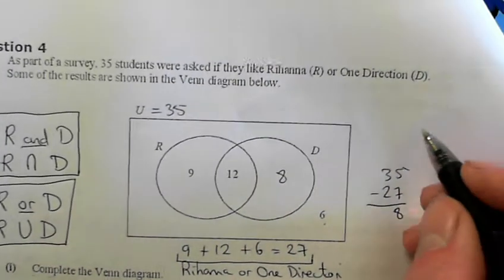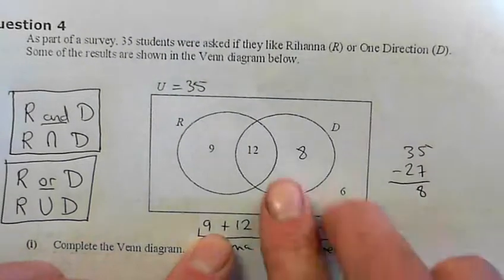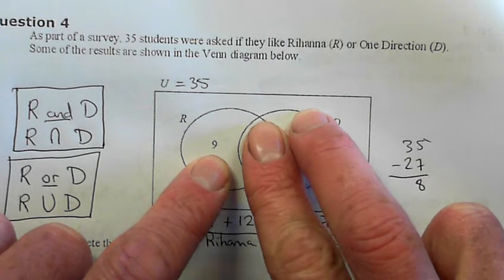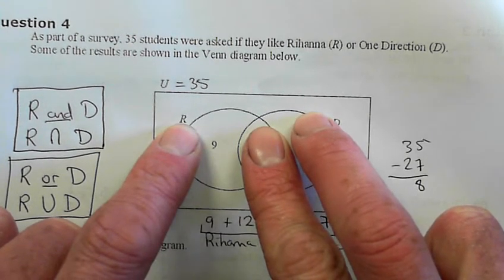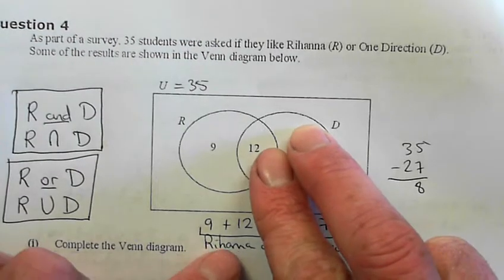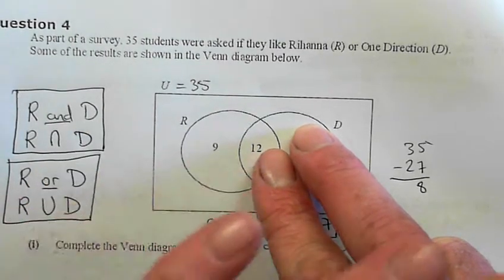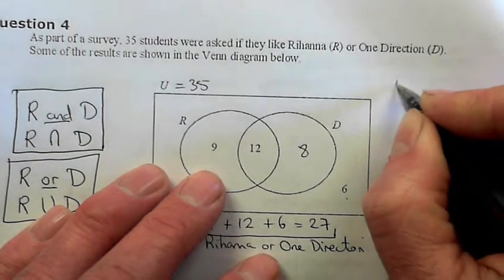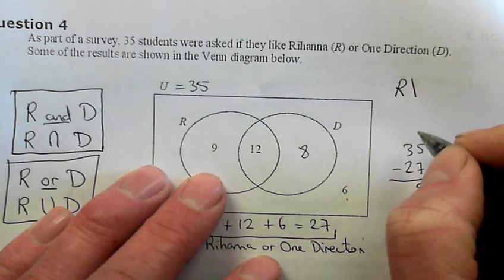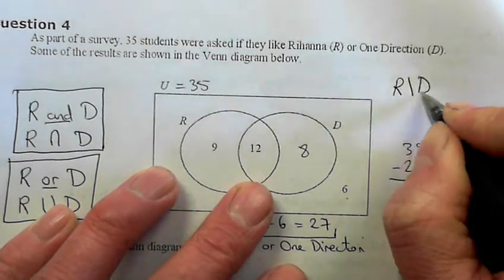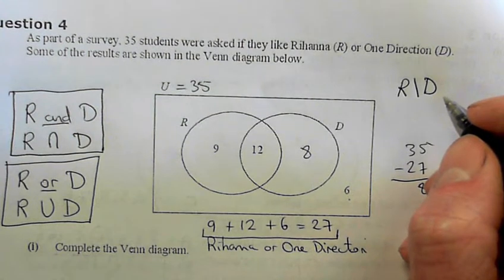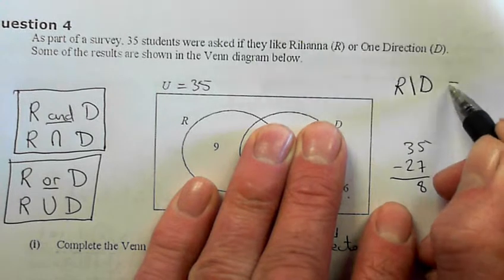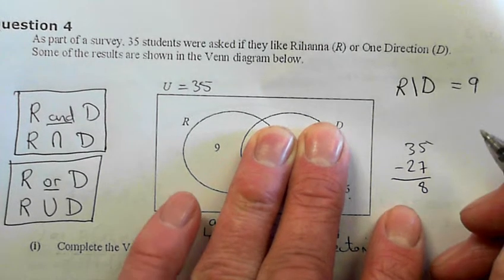Right. And over here, this 9 here, how do I write that? That's Rihanna without One Direction. How do I write that? Rihanna, but not One Direction. Alex? Well done. R slash D, we'll call it. Alright, so Rihanna without any One Direction is 9.